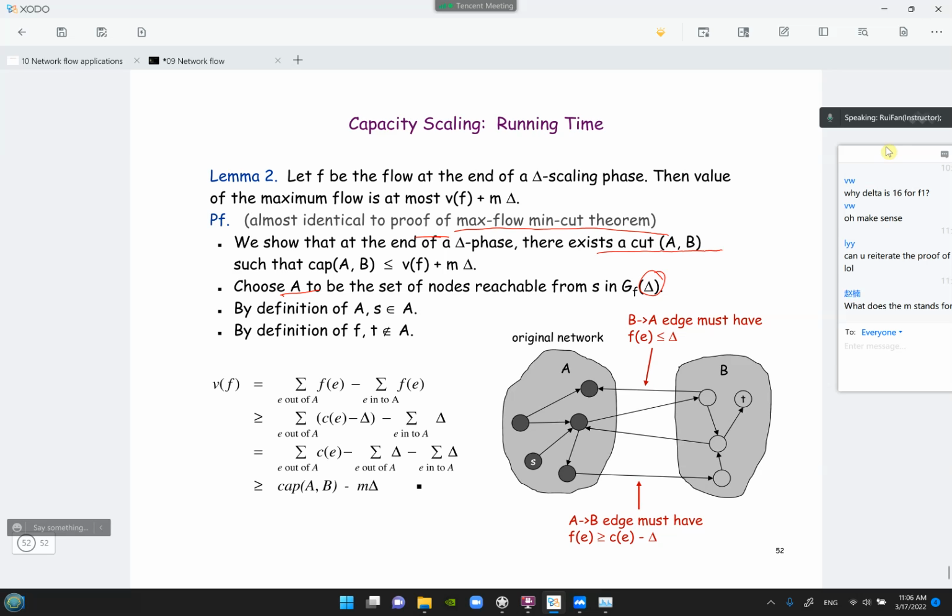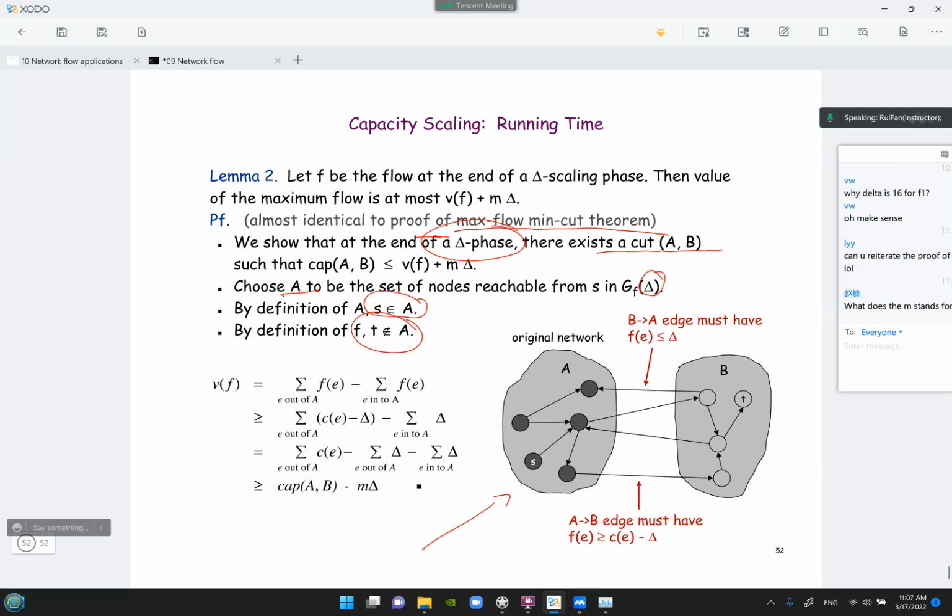Now here we're going to throw away some edges. So we're going to look in this reduced residual graph, and look at all the nodes reachable from A. Now, again, S is reachable from A, obviously. And T is not reachable from A, because if T is reachable from A, then there's an augmenting path from S to T, and in that case we cannot terminate this phase. You only terminate the phase when you have no more augmenting paths. So T is not reachable from A.